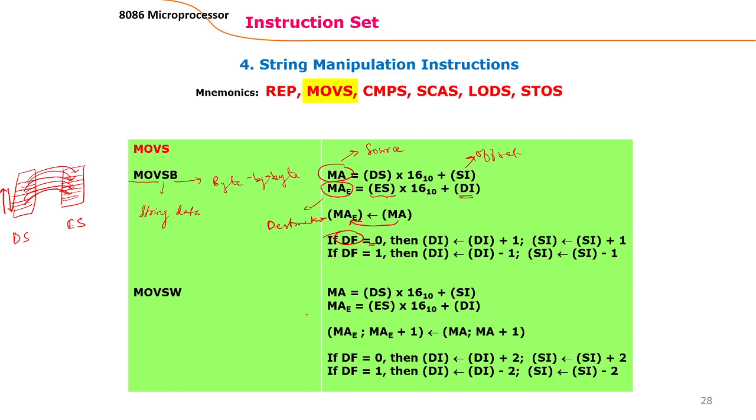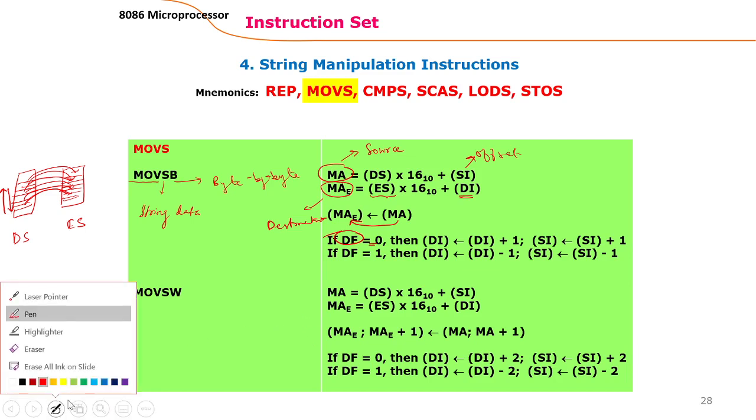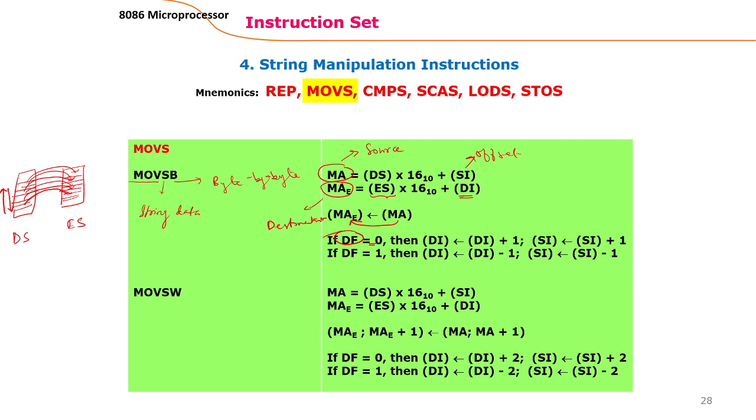Similarly, if DF is equal to 1, the first movement of data will take place from the higher address. We will be moving from the higher address to here, then to a lower address, and then a lower address again. This is the case when DF is equal to 1. This is the movement of one byte of data.